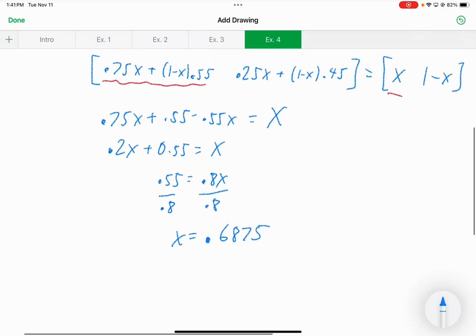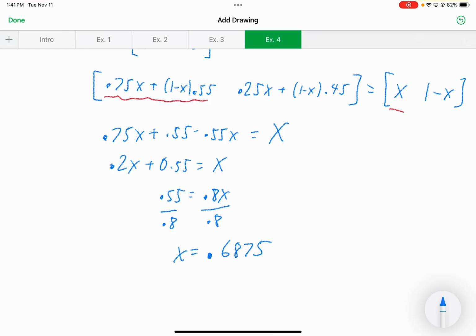All right, so what's the other one going to be? Pretty close. So 0.6875, and then my other entry is 1 minus that. So 1 minus 0.6875. It's 0.3125. There we go. That is our steady state matrix.